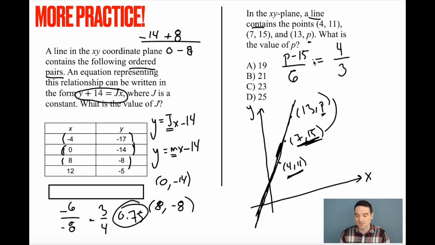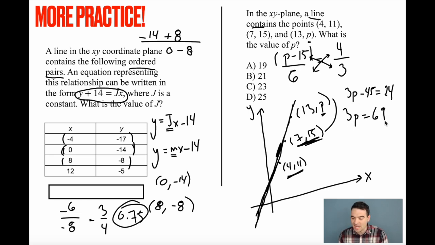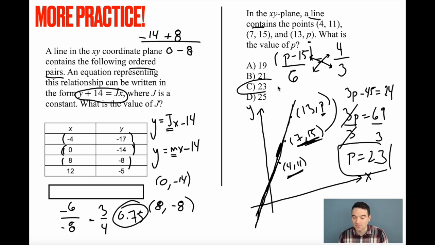Okay, so let's do some cross multiplication here. I'm going to cross multiply here, and I get 3 times this quantity, 3 times p minus 15, so that's going to be 3p minus 45, I'm running out of space, equals 6 times 4. And 6 times 4 is 24, last I checked. You're free to double check that on your own. So I get 3p equals 69, divide both sides by 3, and I find that p indeed equals 23.